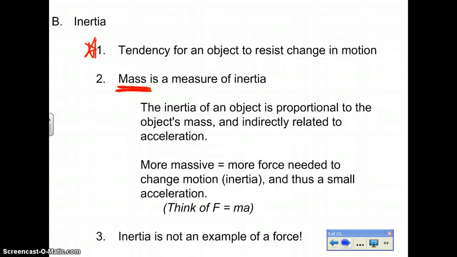Continue with that idea. It says the inertia of an object is proportional to the object's mass and indirectly related to its acceleration. Therefore, more mass means more force needed to change the motion.